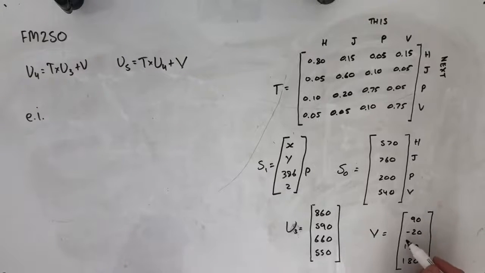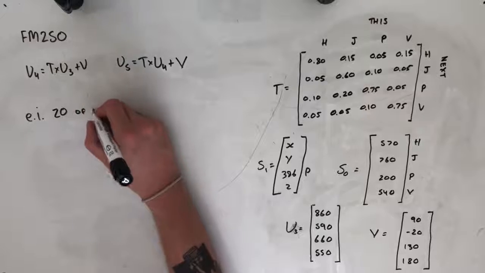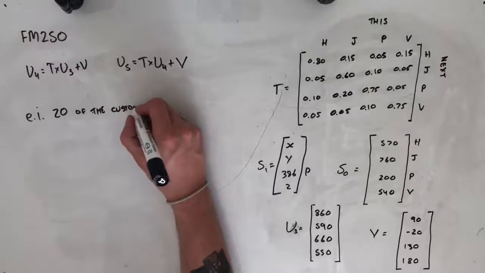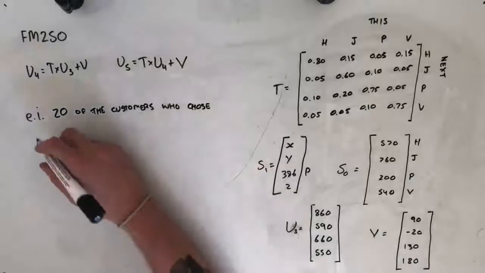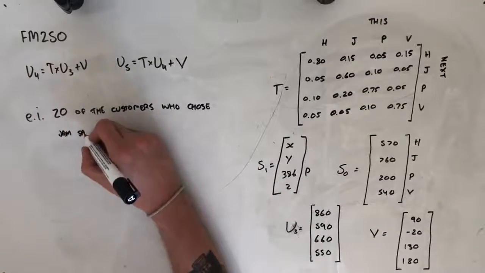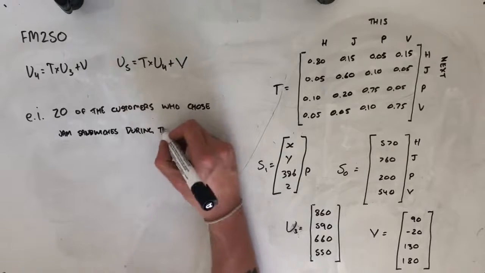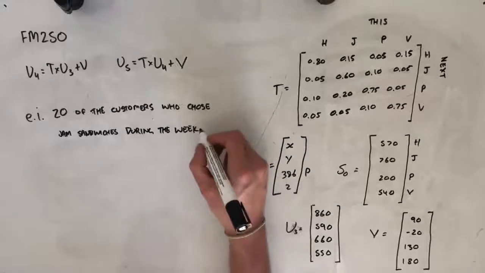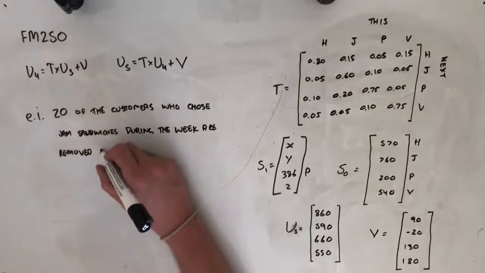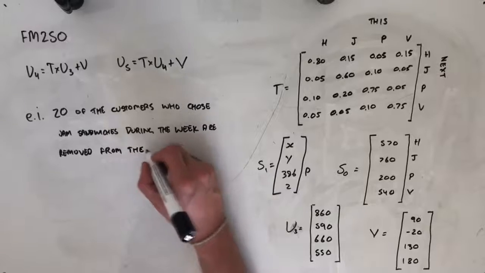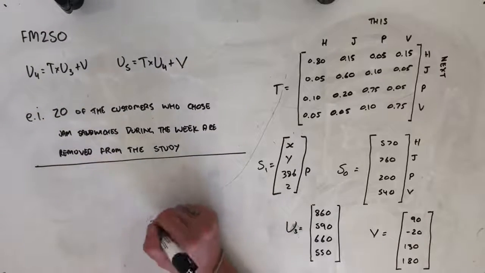Because this element here is minus 20, we are looking at removing 20 of the customers. So 20 of the customers who chose jam sandwiches during the week are removed from the study. And that should answer that question.